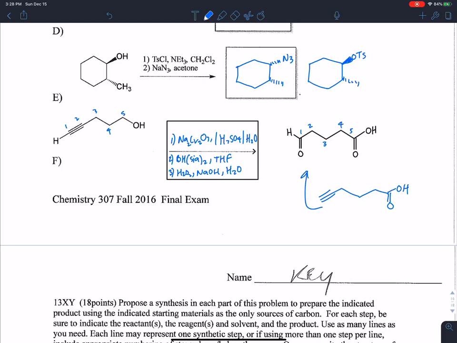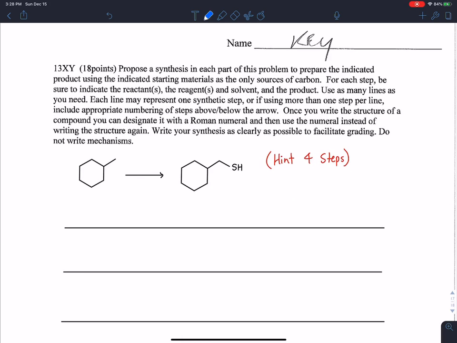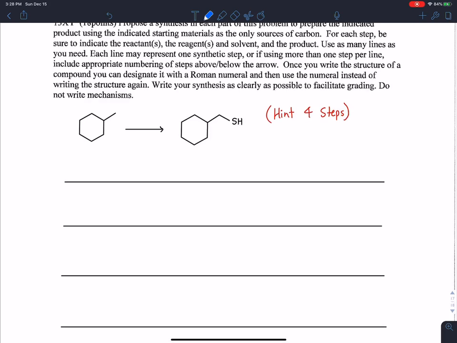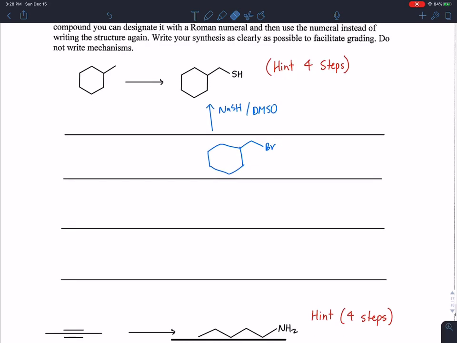Okay, next one is a synthesis question. Looking at the final product here, the only way you know how to make thiols is a substitution reaction. So when you look at this, you have to think, well, I got to this because before it looked like this. And I did an SN2, and that SN2 was NaSH with DMSO or something.